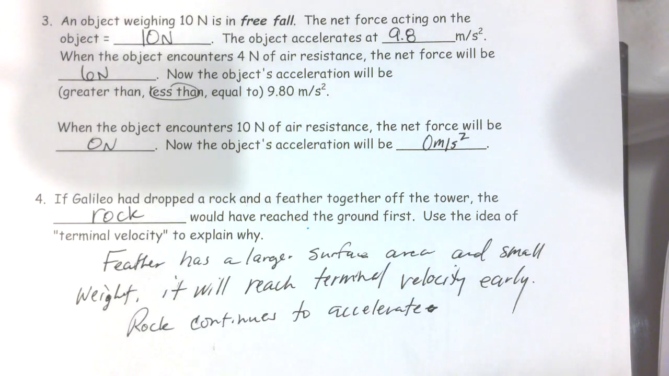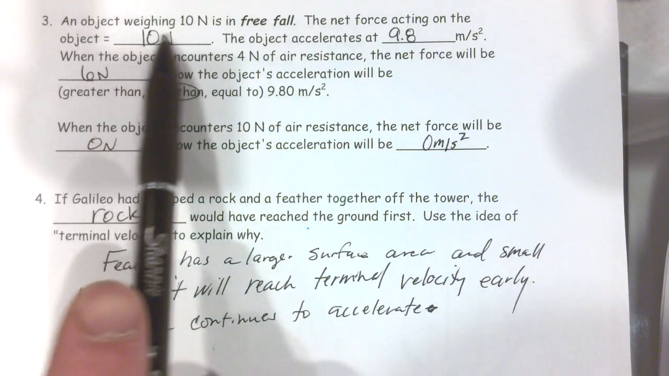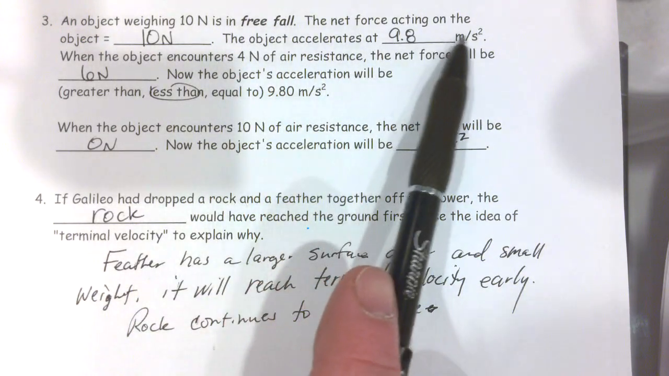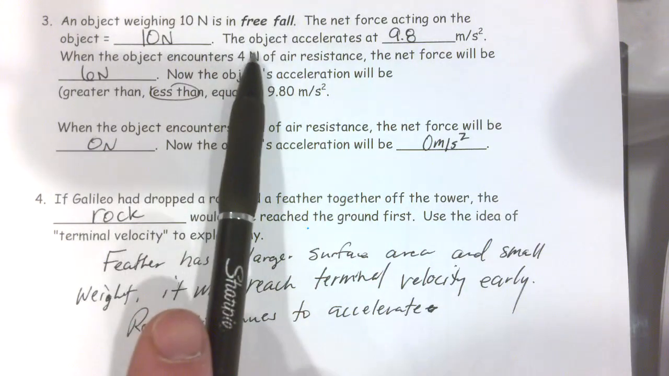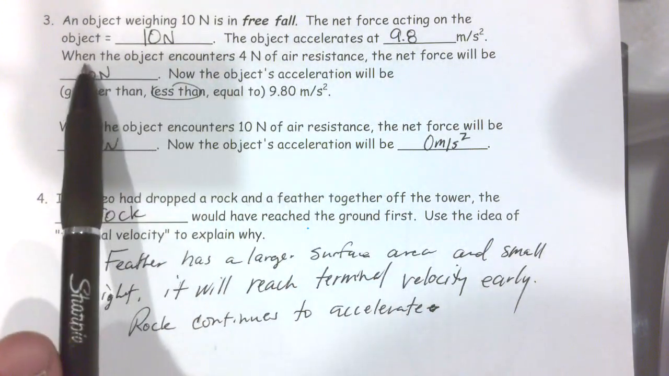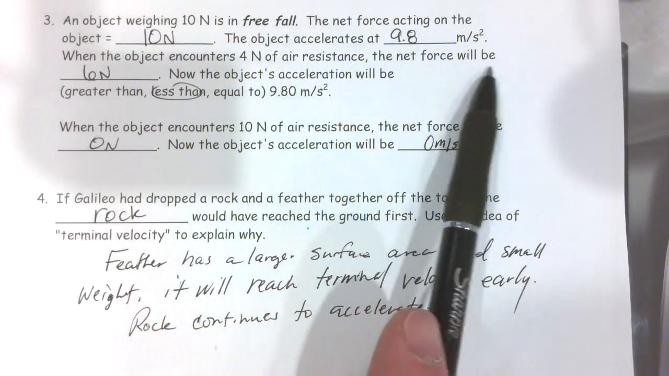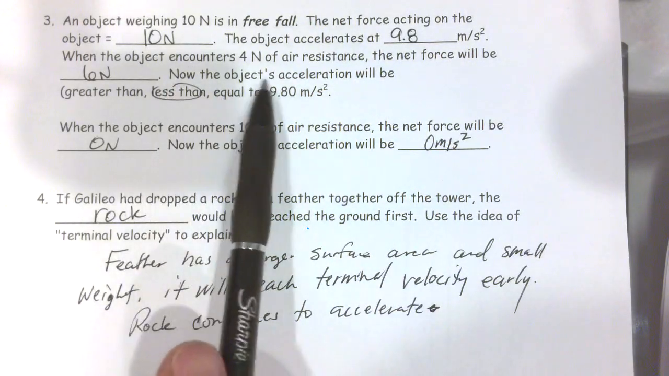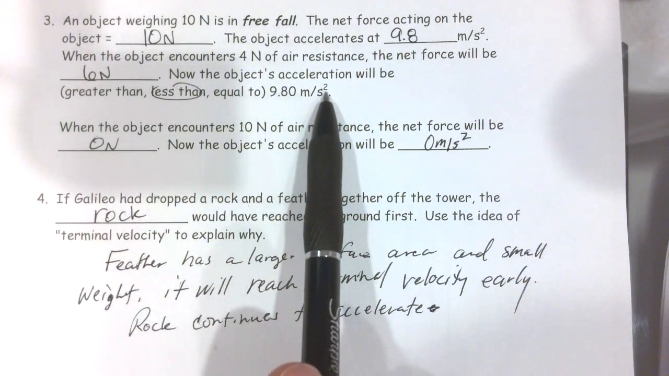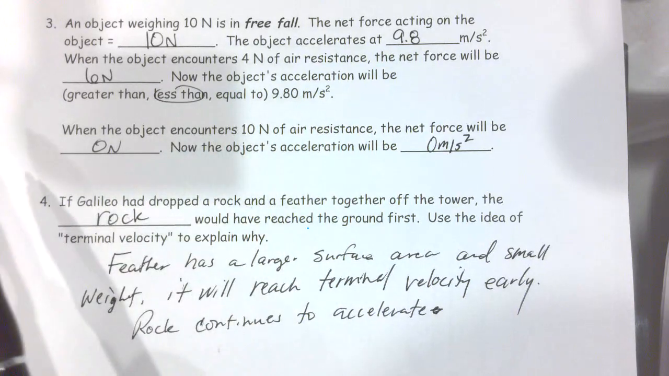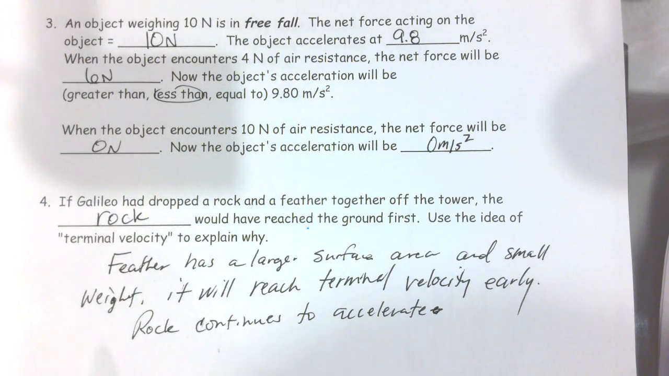So I only have about 45 seconds left on this video, so I'll just put the answers in here for you. Check it out. An object weighing 10 newtons is in free fall. The net force acting on the object is 10 newtons, right? The object accelerates at 9.8 meters per second squared. When the object encounters 4 newtons of air resistance, the net force will be 6 newtons. Now the acceleration will be less than 9.8 meters per second squared. All right, read the rest of that, see if you can make sense of it.